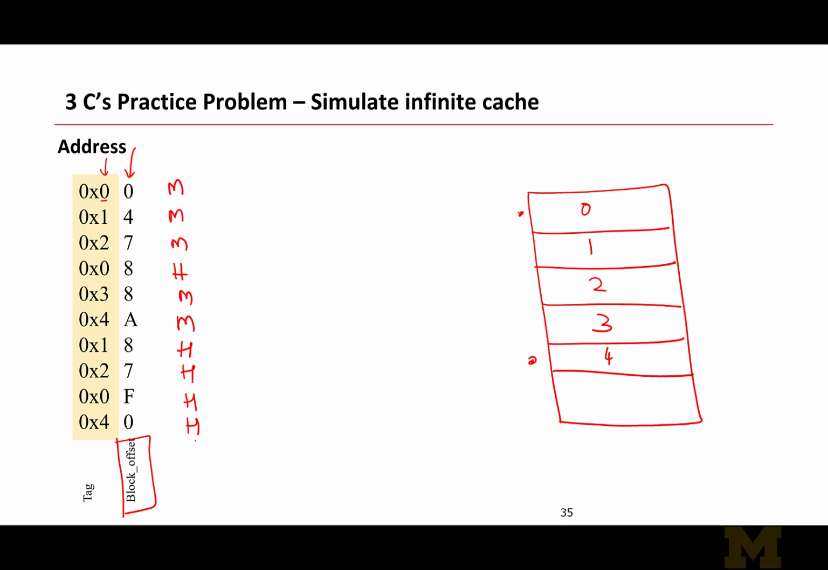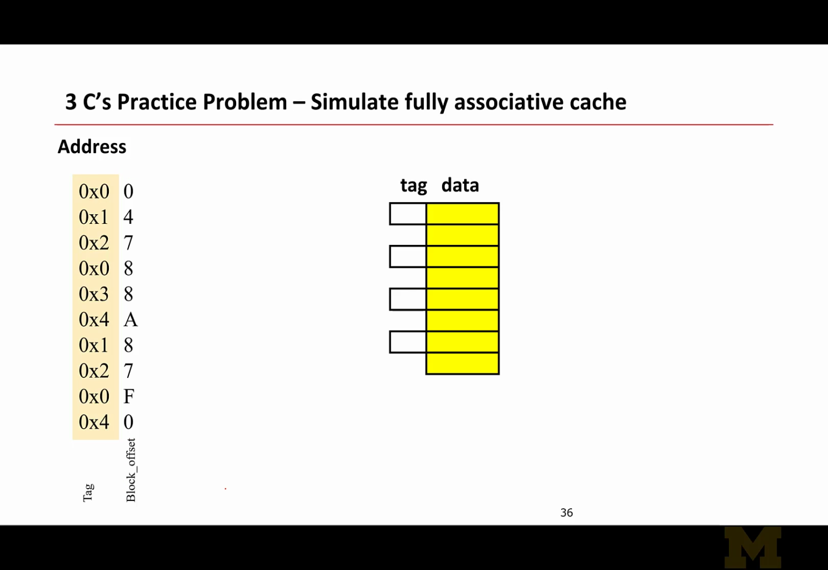So I have a total of 1, 2, 3, 4, 5 misses, and all 5 of these are later going to be classified as compulsory misses, because even in an infinite cache I endured them, and therefore the only way you could have solved it is by increasing the cache block size, but we are not going to do that. Alright, so now let's try to simulate a fully associative cache.